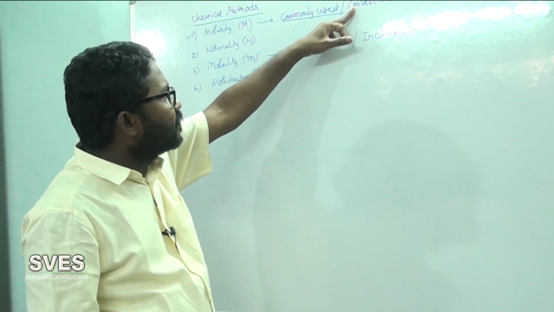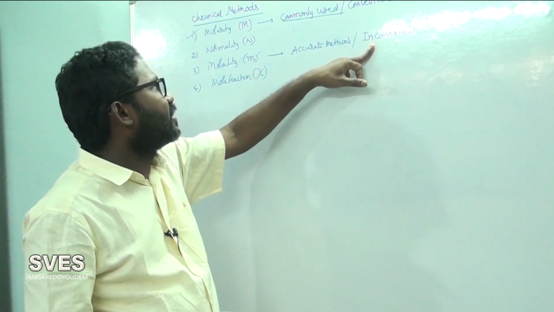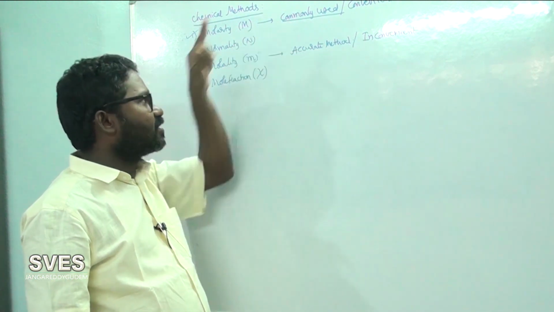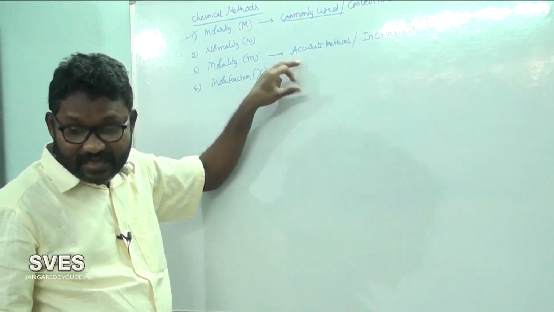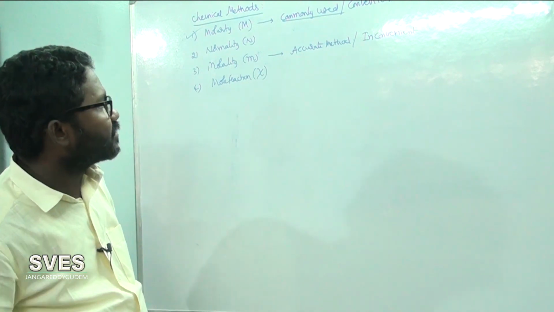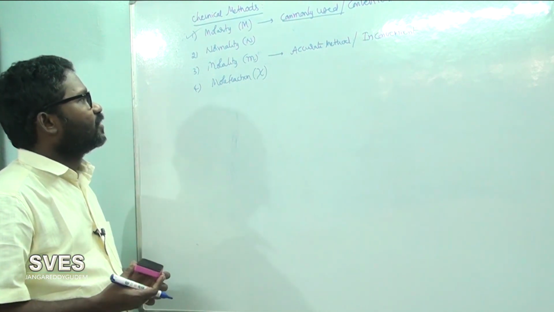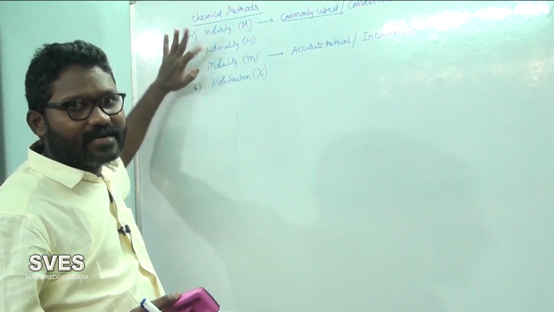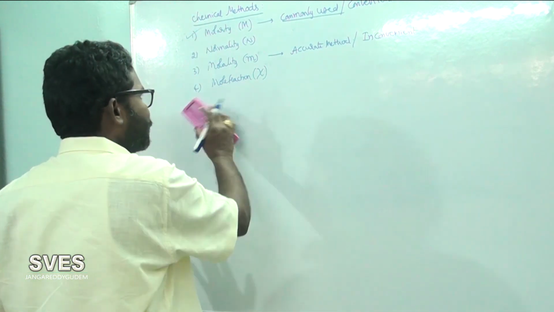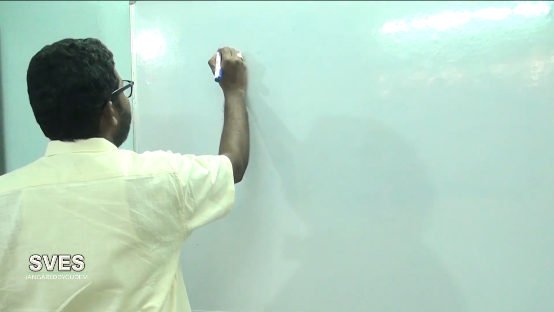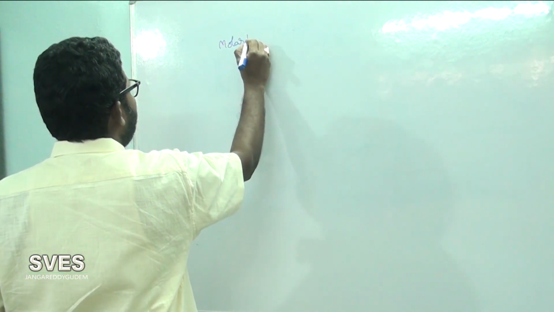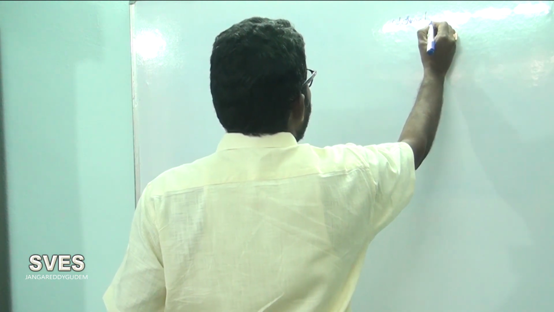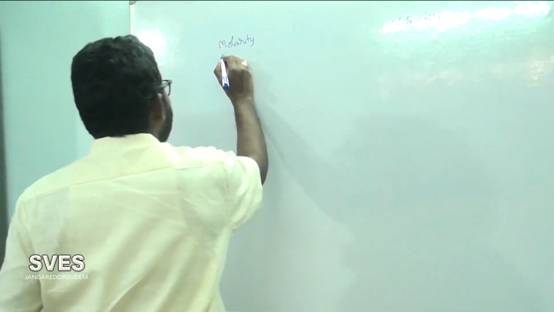This is a convenient method, this is an inconvenient method. This is a commonly used, mostly used method to express the concentration of the solution, but that is the accurate method to express the concentration of the solution. So here I will tell you molarity and normality comparatively. See, molarity and normality comparatively, let us see.